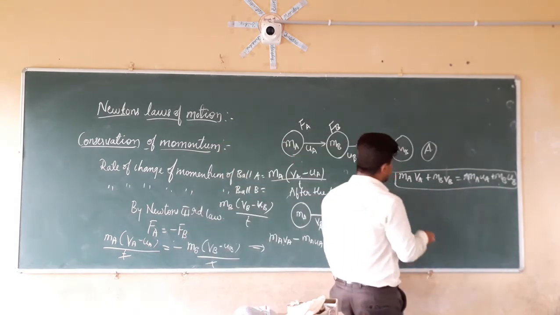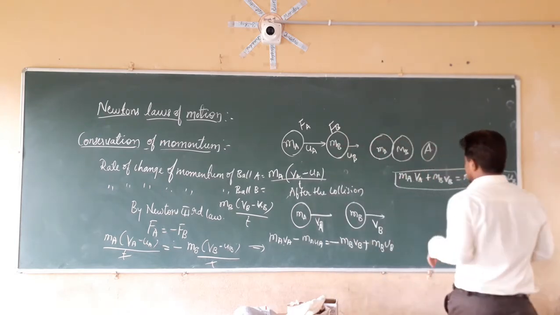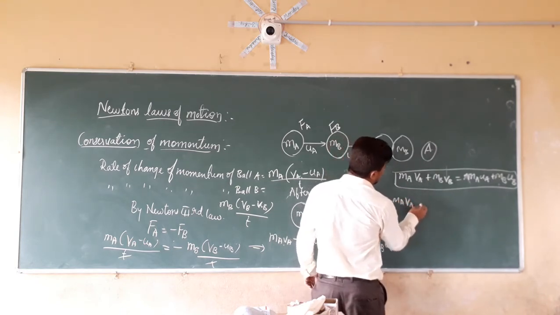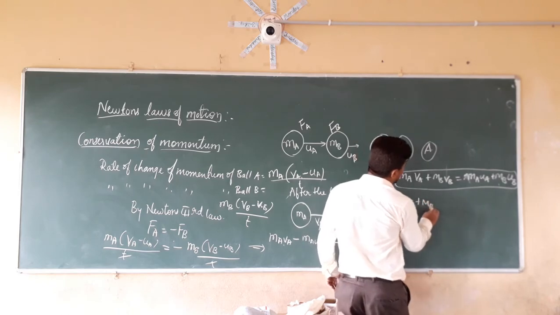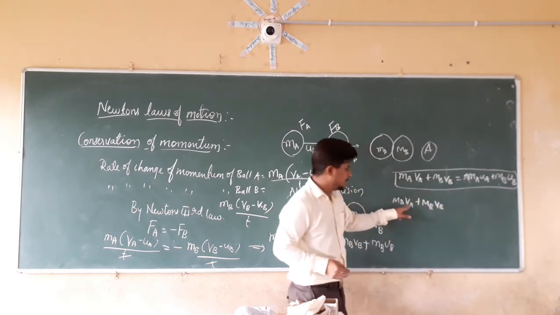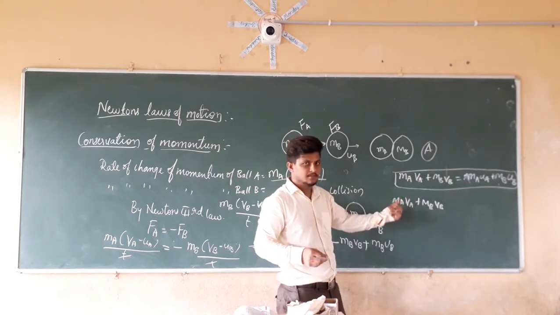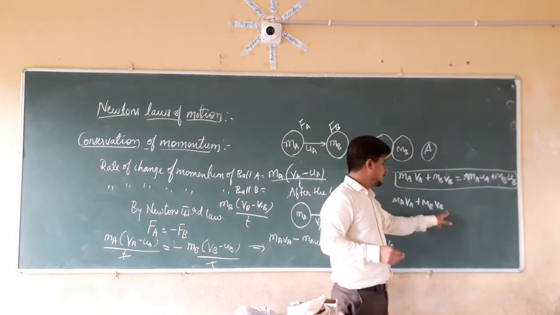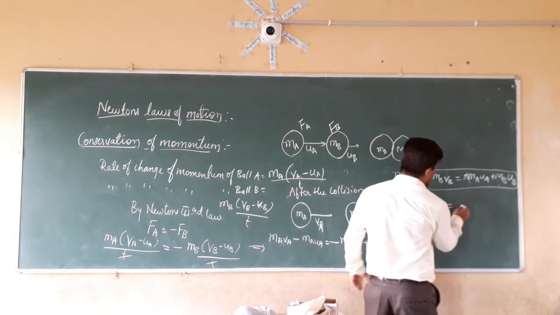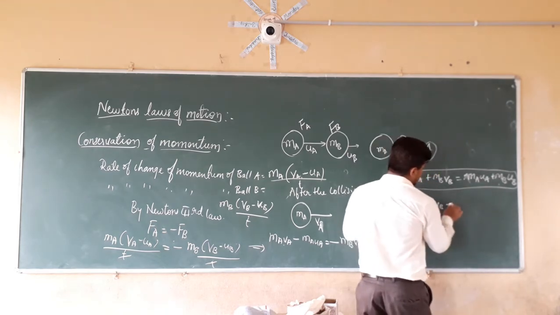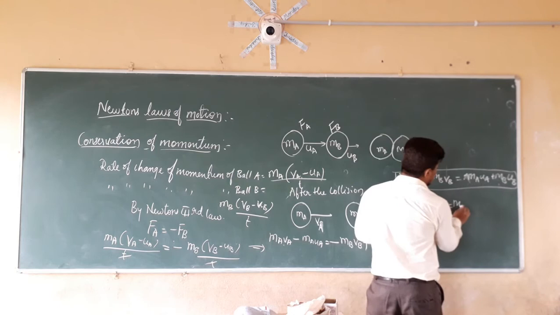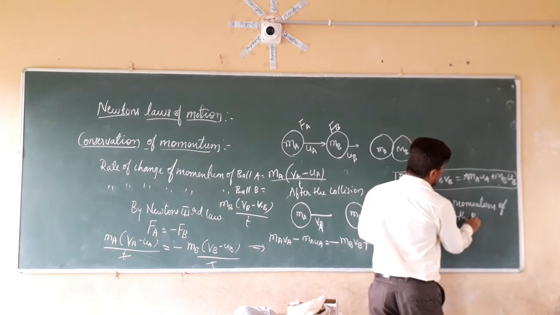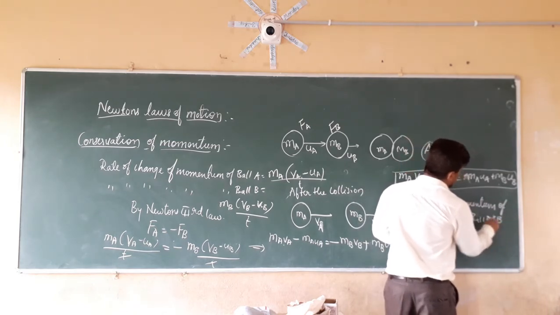So see here, this whole thing is MA into VA plus MB into VB. This is the velocity of ball A after the collision, and this is the velocity of ball B after the collision. It is equal to, these are the momenta of balls A and B after the collision.